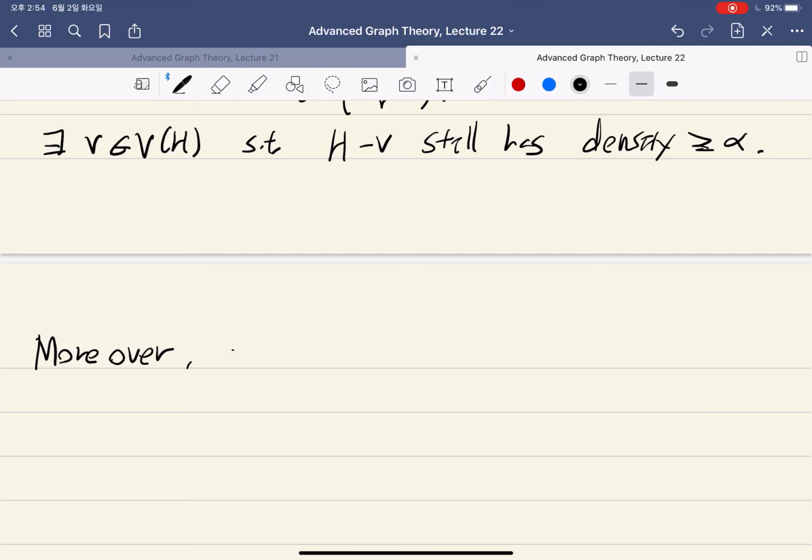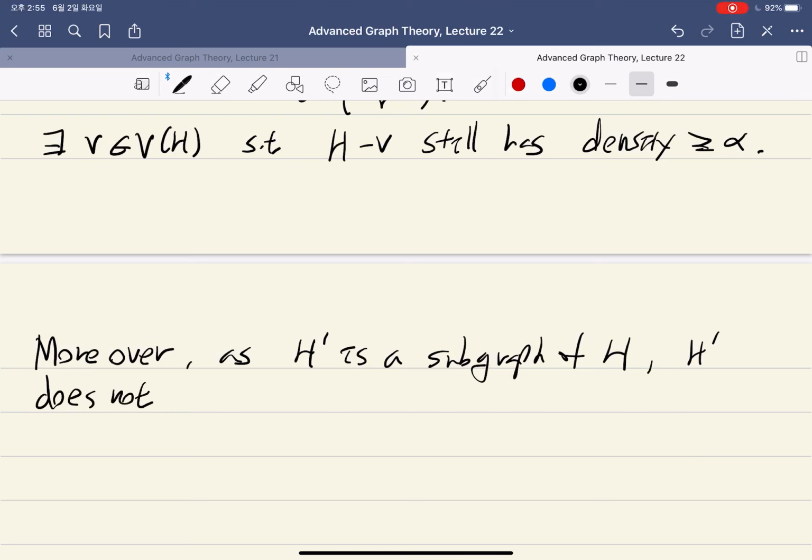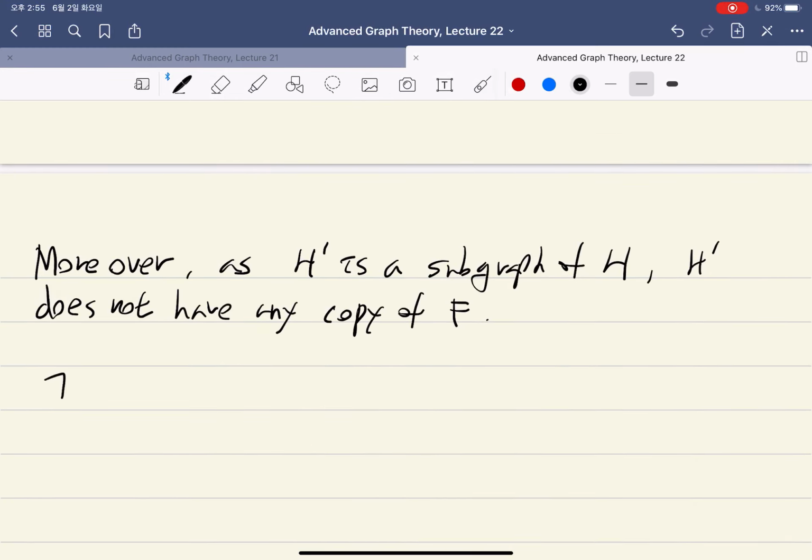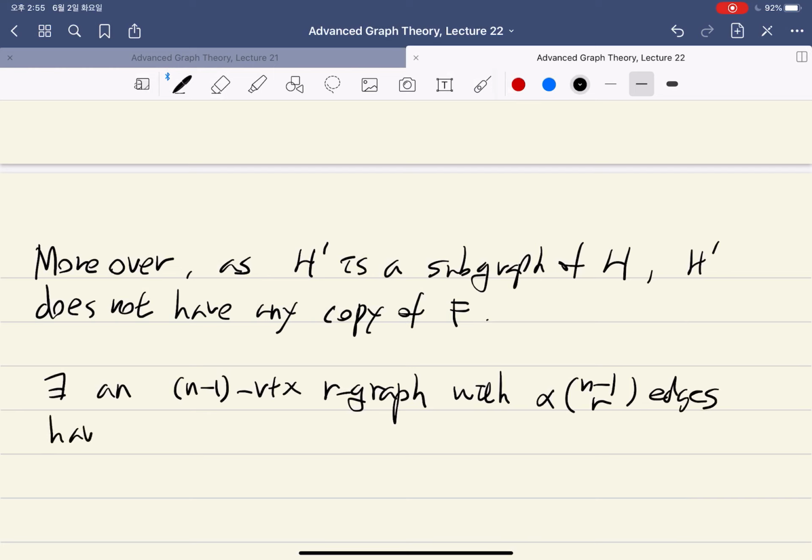So moreover, as H prime is a subgraph of H, this does not have any copy of F. So there exists an n minus 1 vertex R-graph with alpha times n minus 1 choose R edges having no copy of F.